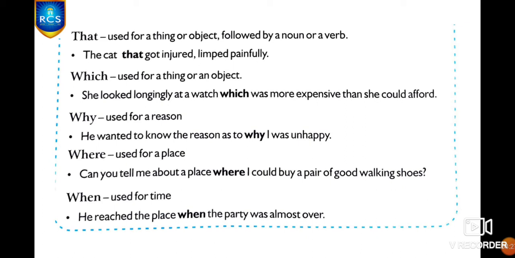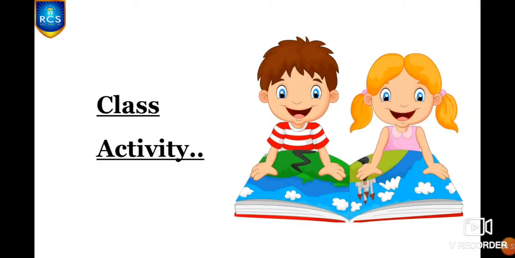Why, used for a reason. He wanted to know the reason as to why I was unhappy. Where, it is used for a place. Can you tell me about a place where I could buy a pair of good walking shoes? When, used for time. He reached the place when the party was almost over. And children, I hope you are clear with these relative pronouns, right?